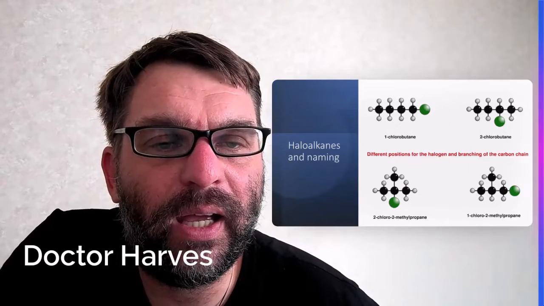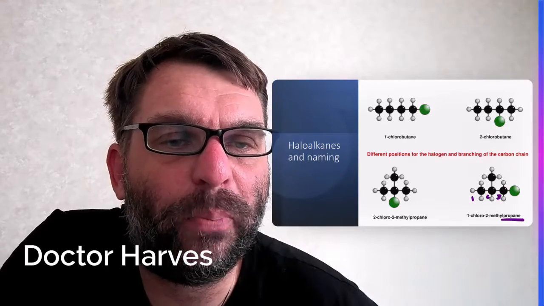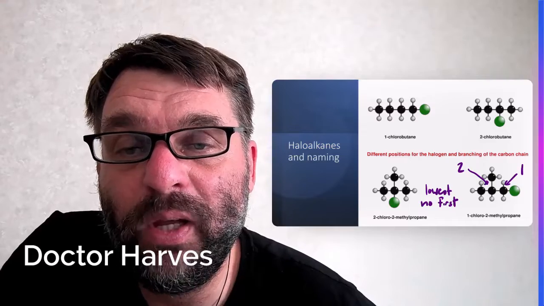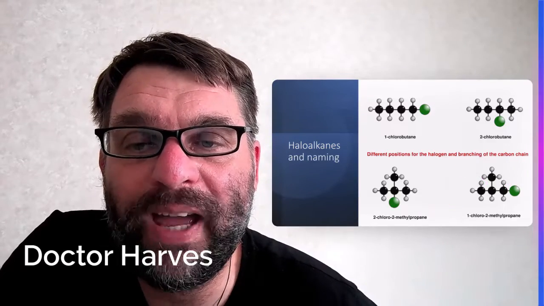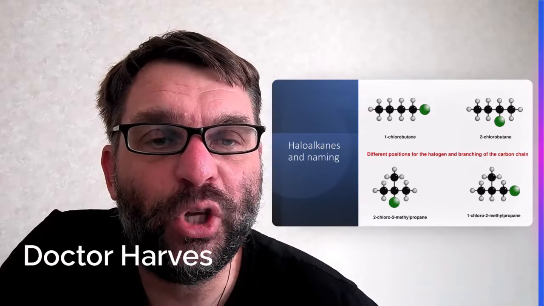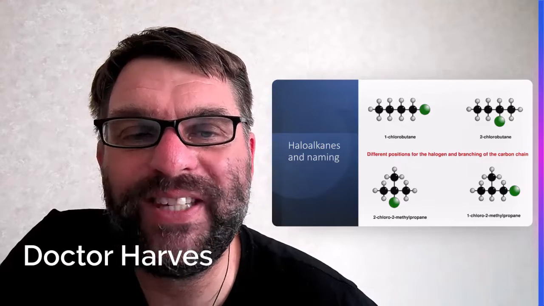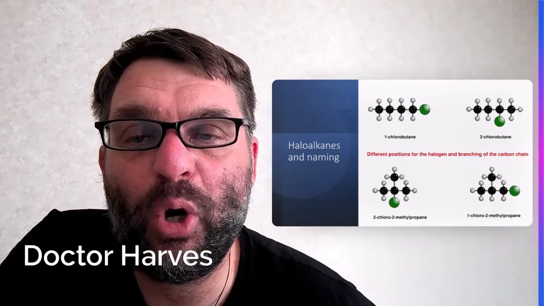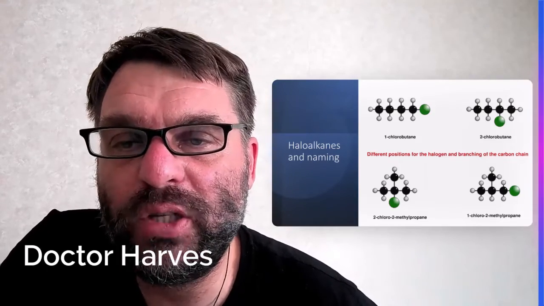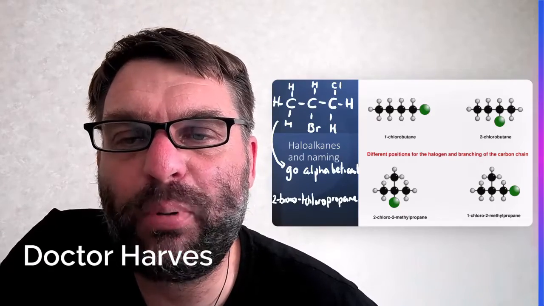And in the case of the one at the bottom right, it's going to be 1-chloro-2-methylpropane because the halogen takes precedence in terms of the numbering system. It is on the first carbon of a 3-carbon longest chain, so it's propane. Therefore, because it's on the first carbon, the methyl group is said to be on the second carbon, hence it's a 2-methylpropane.